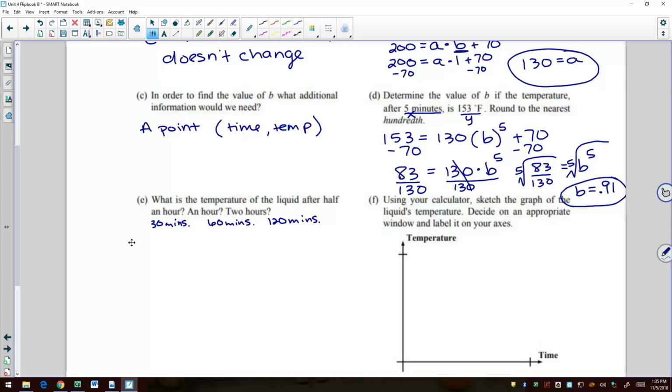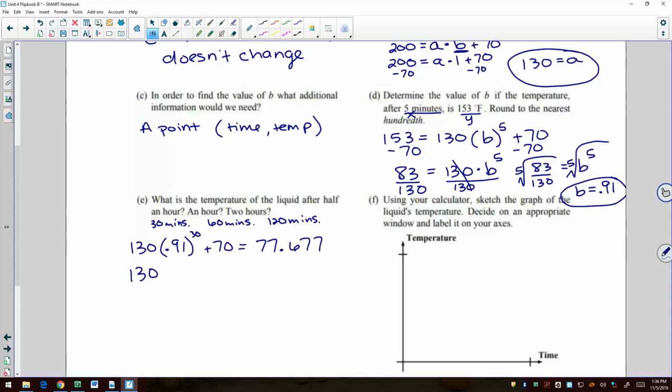So we have 130. We found our B to be 0.91, raised to the 30th, that's the number you're plugging in for your time, plus 70. If you type all of that into your calculator, you get, it doesn't say what to round to, does it? Okay, so I'm just going to write 77.677. That's what the temperature would be.